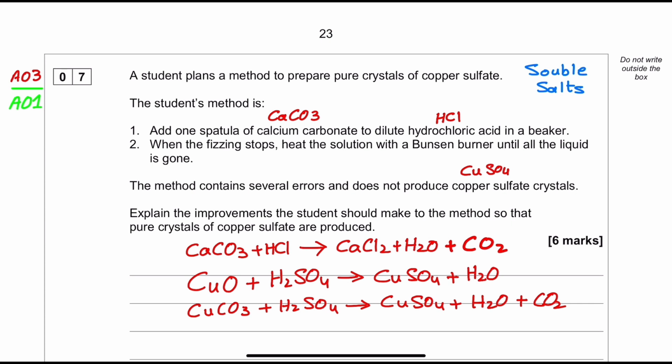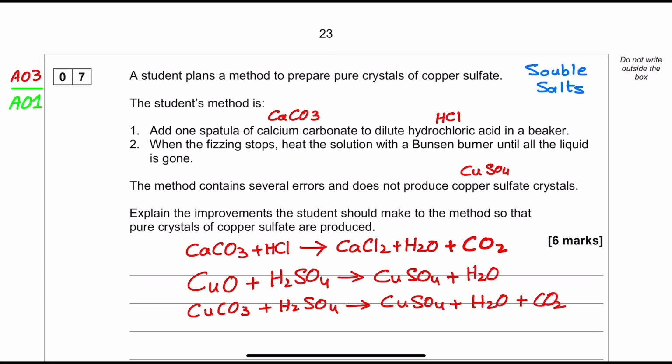The student's method is given below. Point number 1: Add 1 spatula of calcium carbonate to dilute hydrochloric acid in a beaker. Point number 2: When the fizzing stops, heat the solution with a Bunsen burner until all the liquid is gone. The method contains several errors and doesn't produce copper sulfate crystals. Explain the improvements the student should make to the method so that pure crystals of copper sulfate are produced.